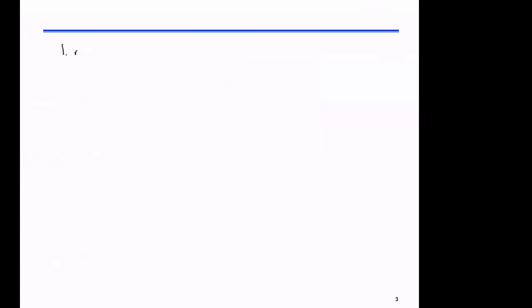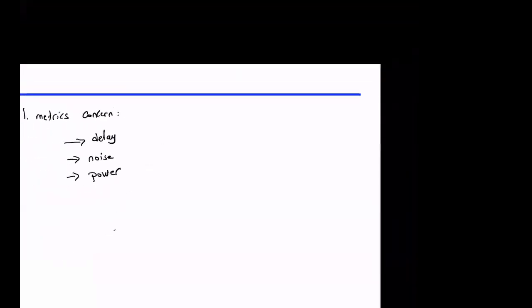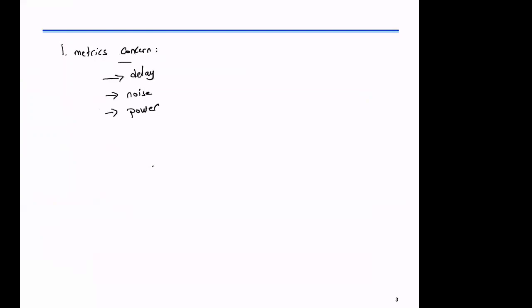The main metrics that are of concern for circuit design include delay, noise, meaning the circuit is robust, and the power. But also, more importantly, before all of these comes the cost or the yield of the design. So these are what we call design metrics, and they are important for us.